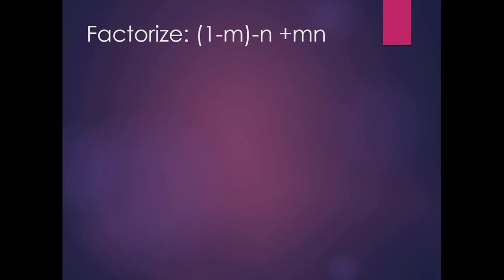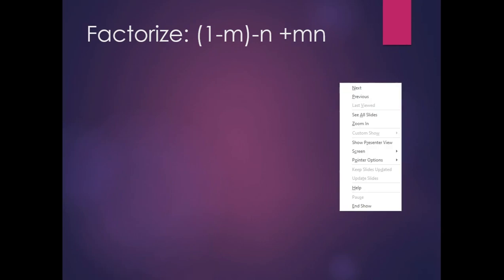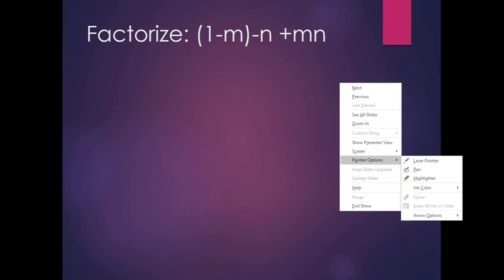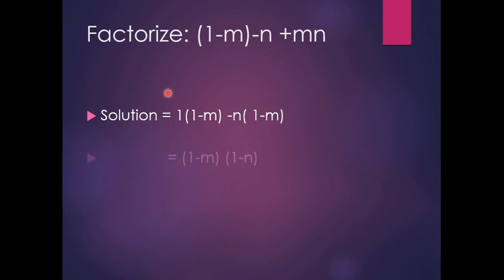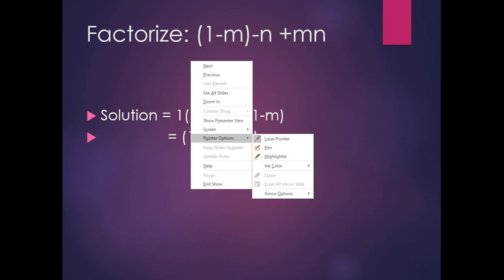Factorize. We have one problem of factorization here: 1 minus m minus n plus mn. For this factorization, we will take common from this minus n plus mn. So from this and this plus mn we have minus n common. How it happens, I will show it to you.